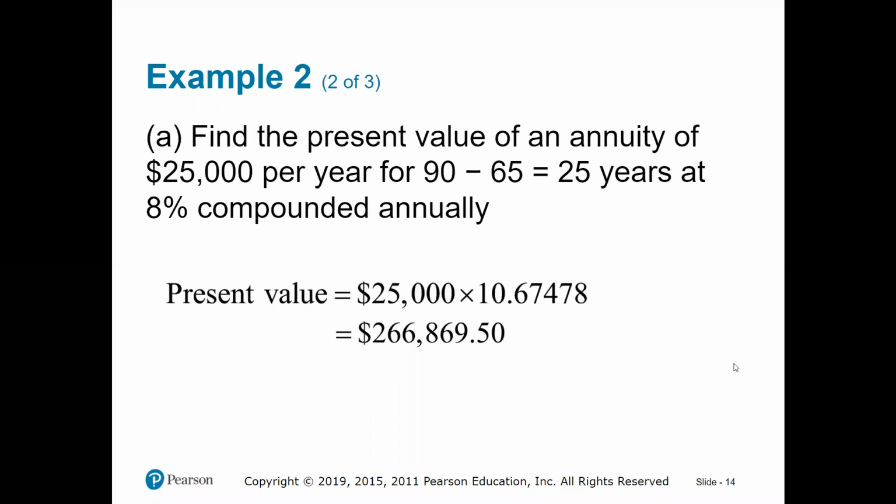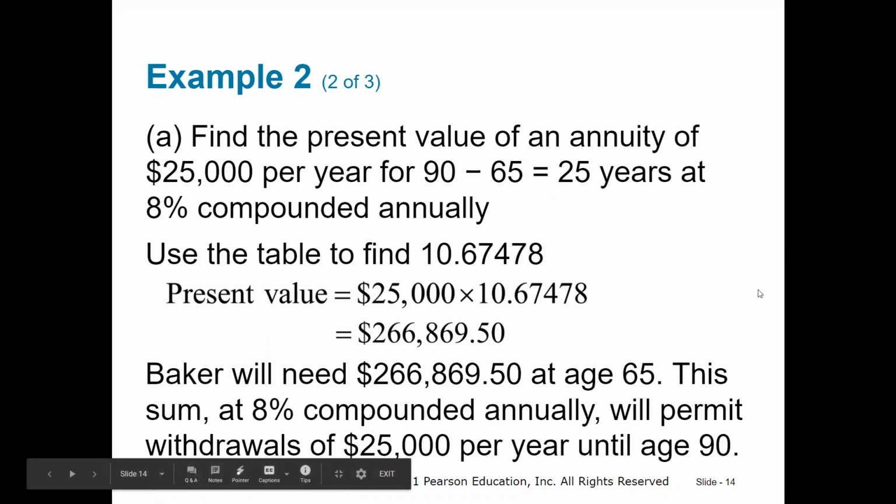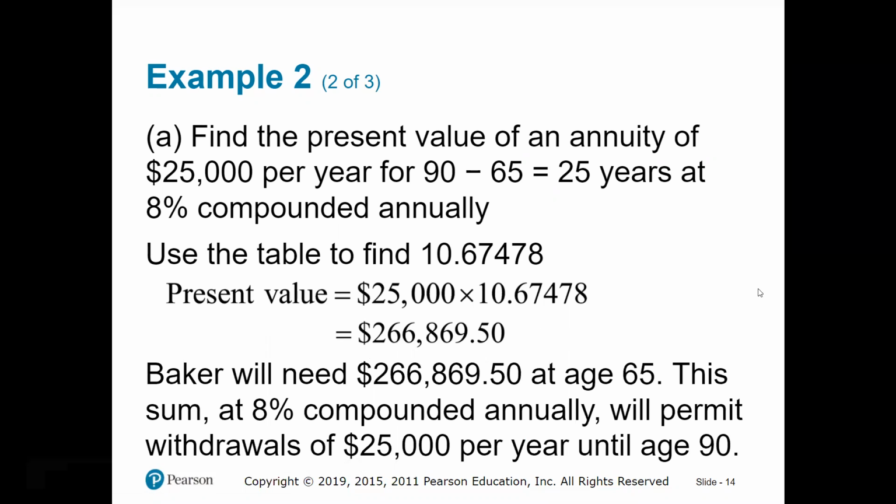Find the present value of the annuity of $25,000 per year for 25 years at 8% compounded annually. So you use the table and you get $266,869.50 after you multiply. So Baker will need that large lump sum at the age of 65. This sum at 8% compounded annually will permit withdrawals of $25,000 per year until the age of 90.